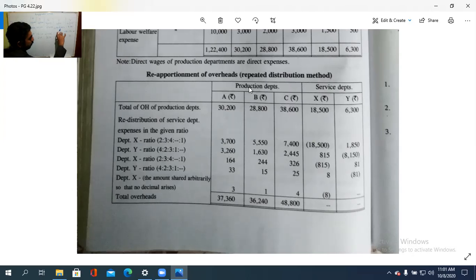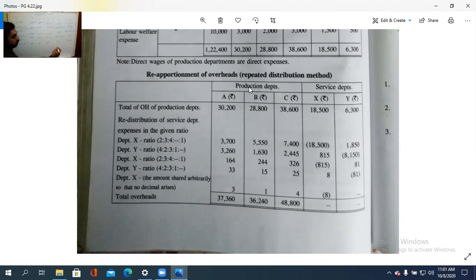So here it is nullified already. So 81 is the balance. Take the 81. That is for department Y, it is 4:2:3:1. So 4 by 10, 2 by 10, 3 by 10, and 1 by 10. How much is it? 33 for the first case, 15 for the second case, 25 for the third case, and 8 for the fourth case. Now you put a nullify already. Nothing to come because 81 and minus 81 is already 0. So in department Y there will not be any more expenses.